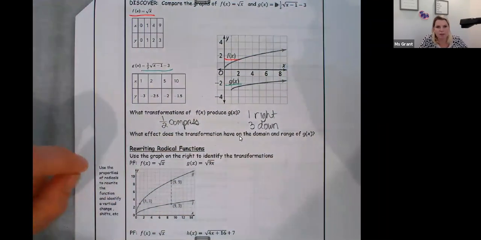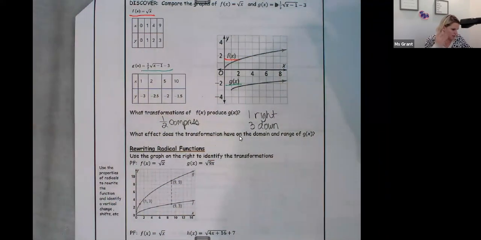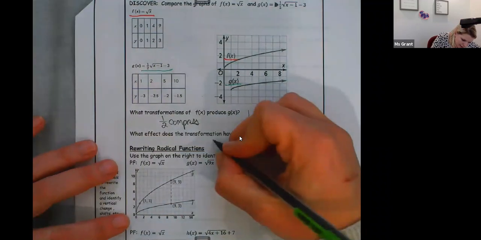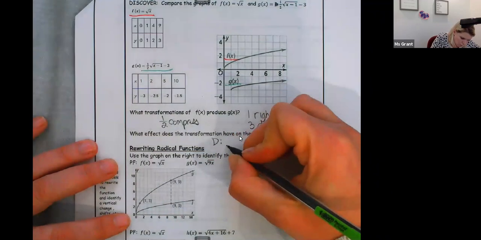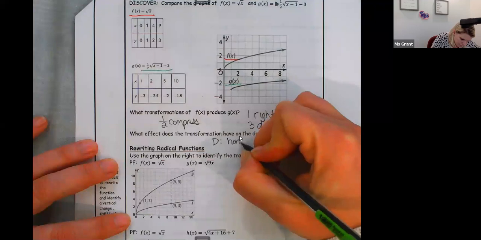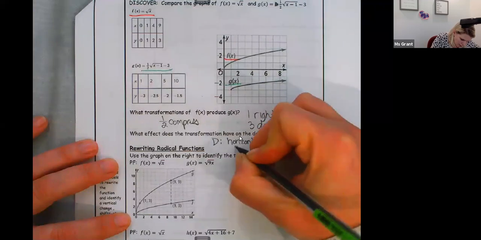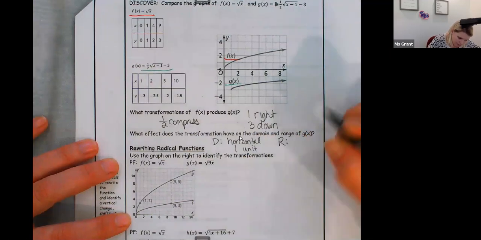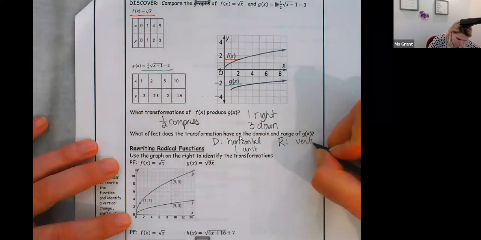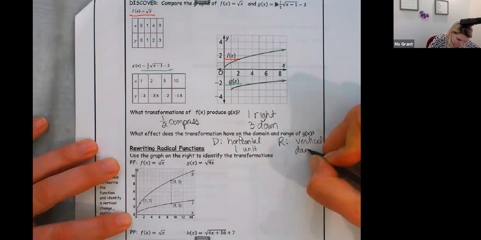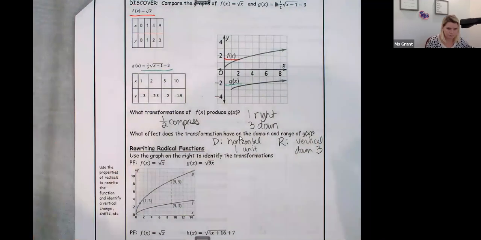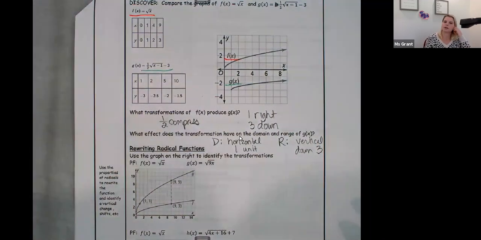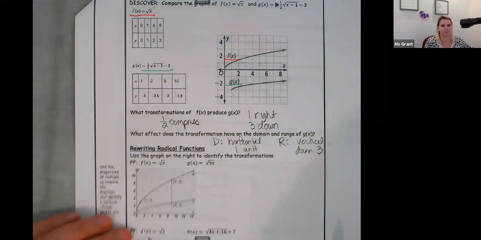And then it says, what effect does the transformation have on the domain and range of g of x? Well, on the domain, it means I just went horizontally 1 unit. On the range, it just means I went vertical down 3. So I looked at a graph and I said, what happened, right?